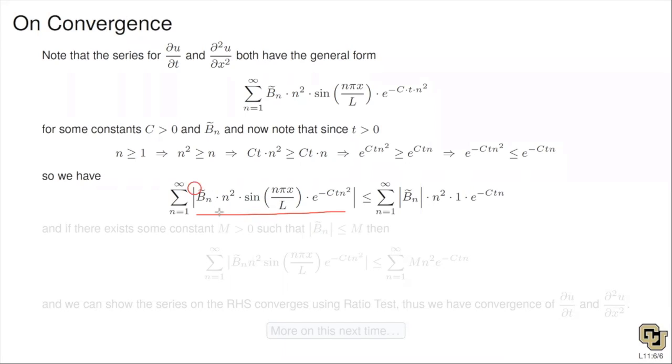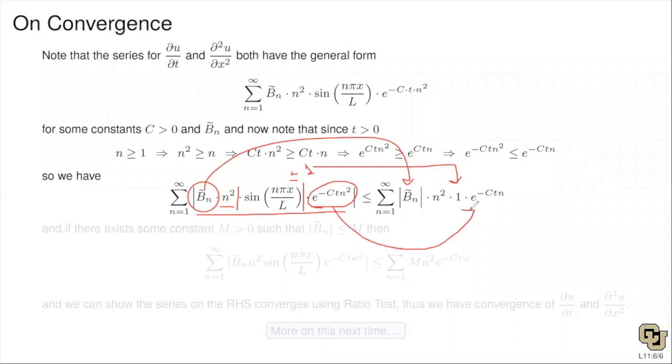Okay, so finally here, throw on some absolute values and just do some basic algebra here. I've got the absolute value of this constant right here. N squared is non-negative, so the absolute value of n squared is just n squared. The absolute value of sine is less than or equal to 1. And so that's where this 1 is coming from. And we just showed e to the minus ctn squared is less than or equal to e to the minus ctn.